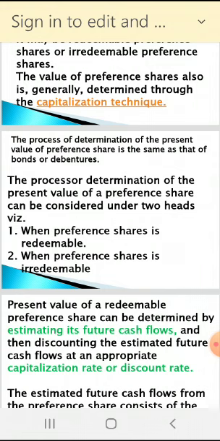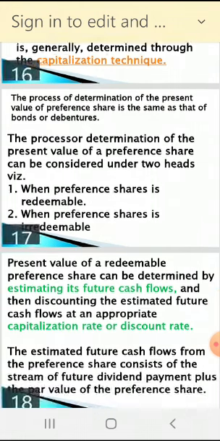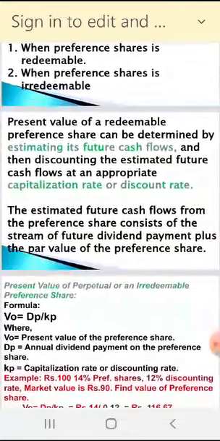Two heads, namely when preference share is redeemable, and second, when preference share is irredeemable. There are two types of preference share I told you earlier: redeemable and irredeemable. In these two situations, how to calculate the value of preference share, we are seeing one by one. Present value of a redeemable preference share can be determined by estimating its future cash flows.